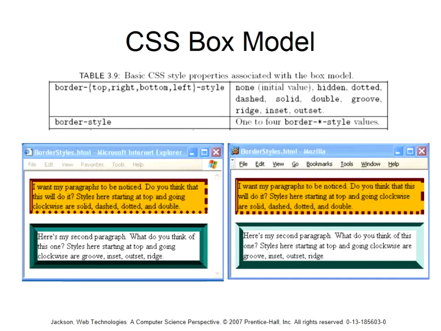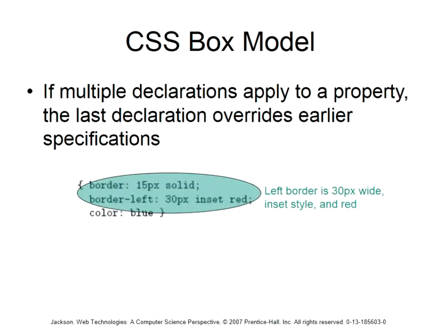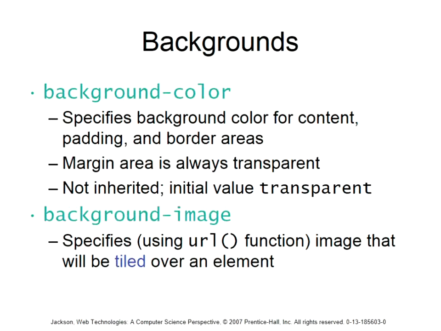We can also specify the border of this box using border, border style, border width, etc. So this is an example. If we write border, and after that this value, and after that border left, it will override the border left value, and we will use this new border value.